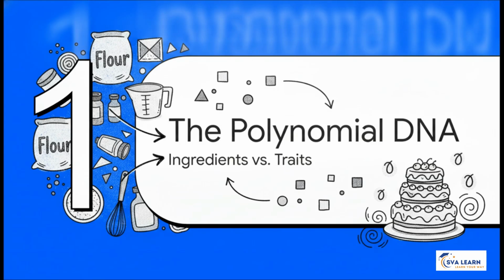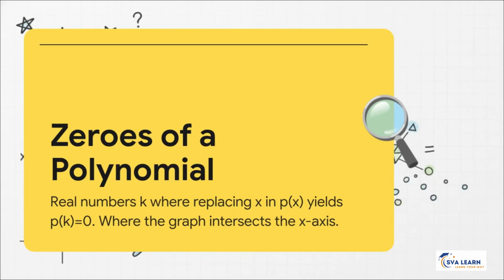Ingredients versus traits. I want you to think of an equation's coefficients, the actual numbers sitting right in front of the letters, as the raw ingredients of a recipe. The final results, the baked cake if you will, represents the zeros of that polynomial.